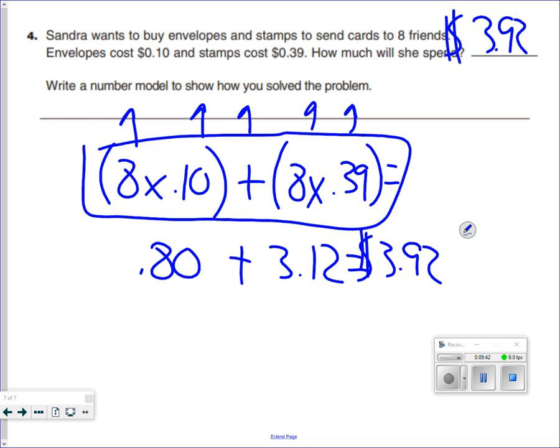Okay. Basically today the distributive property is you're distributing a number across parentheses and adding and subtracting. We're going to be spending some more time working on this tomorrow too.